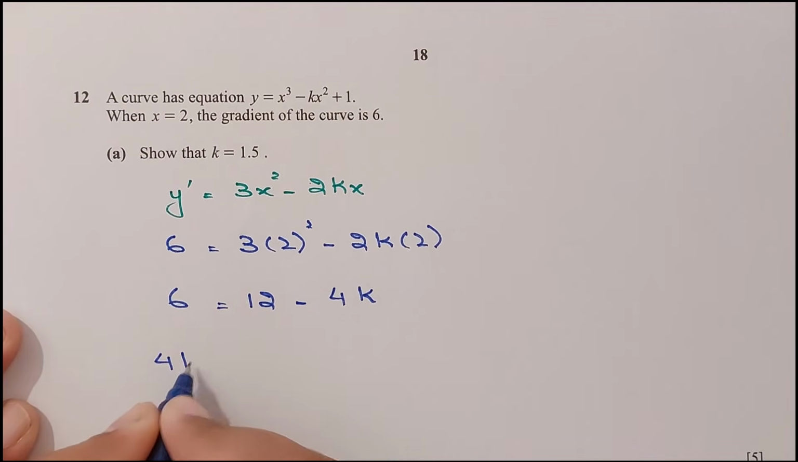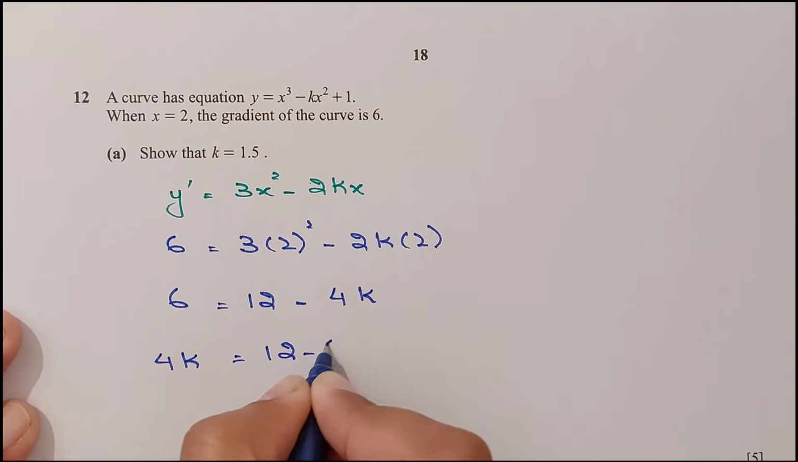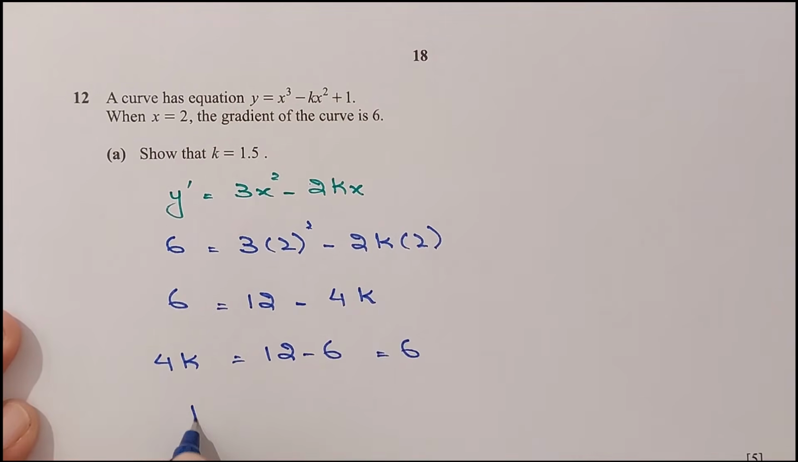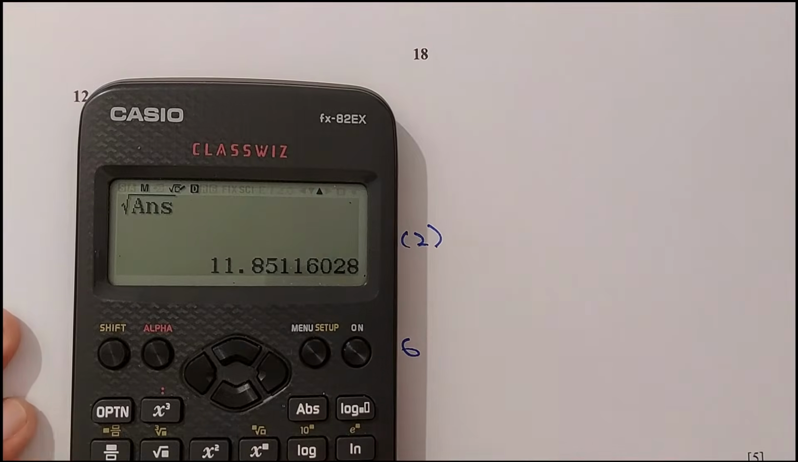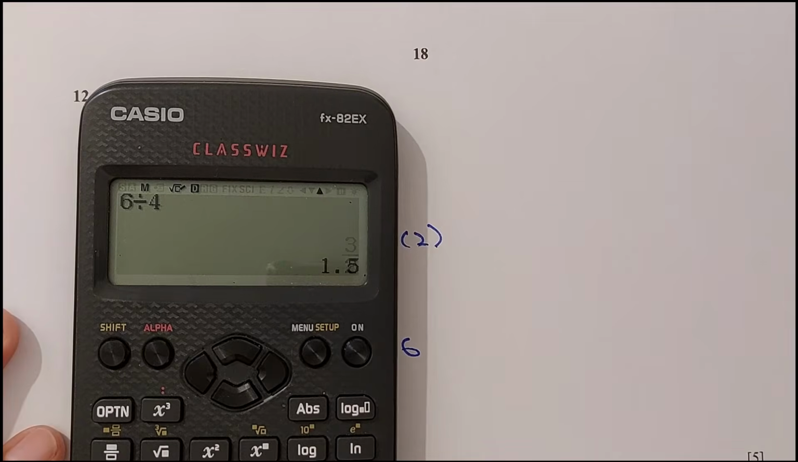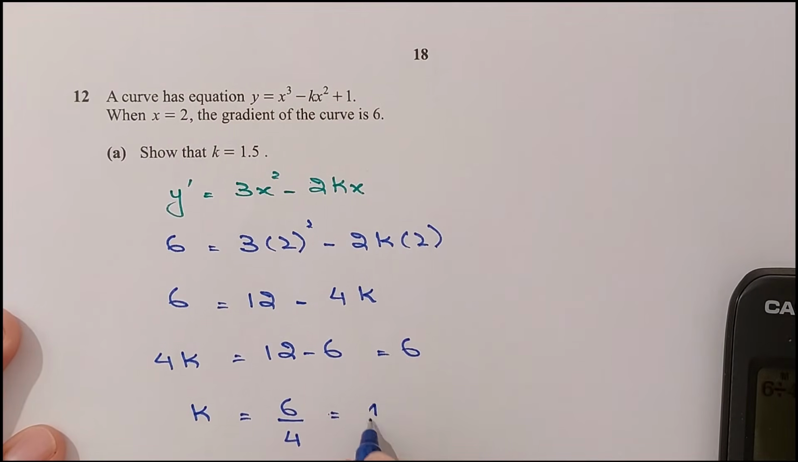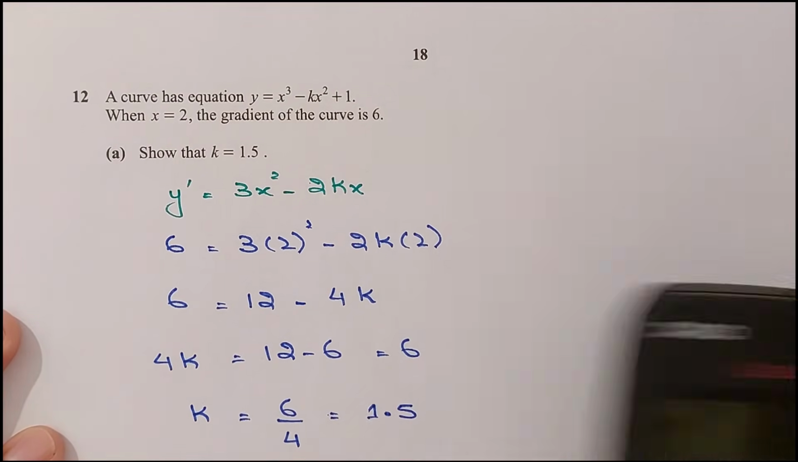And from here, 4k is equal to 12 subtract 6, which is 6, and the k value is 6 by 4. What is 6 by 4? 6 divided by 4 in decimal is 1.5. So we have shown that k is 1.5, right?